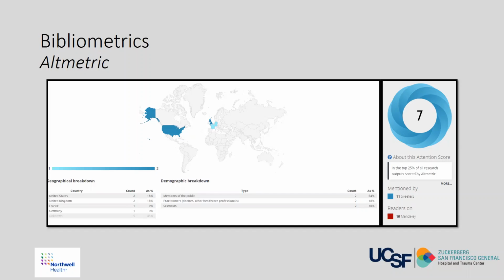Another thing I wanted to highlight is the readers on Mendeley. Literature indicates that the Mendeley numbers you see here are actually more predictive of the article being cited in a future article. There are 10 Mendeley readers who have saved this article onto their library, which simply means that they've decided to select the article and put it in their personal library.